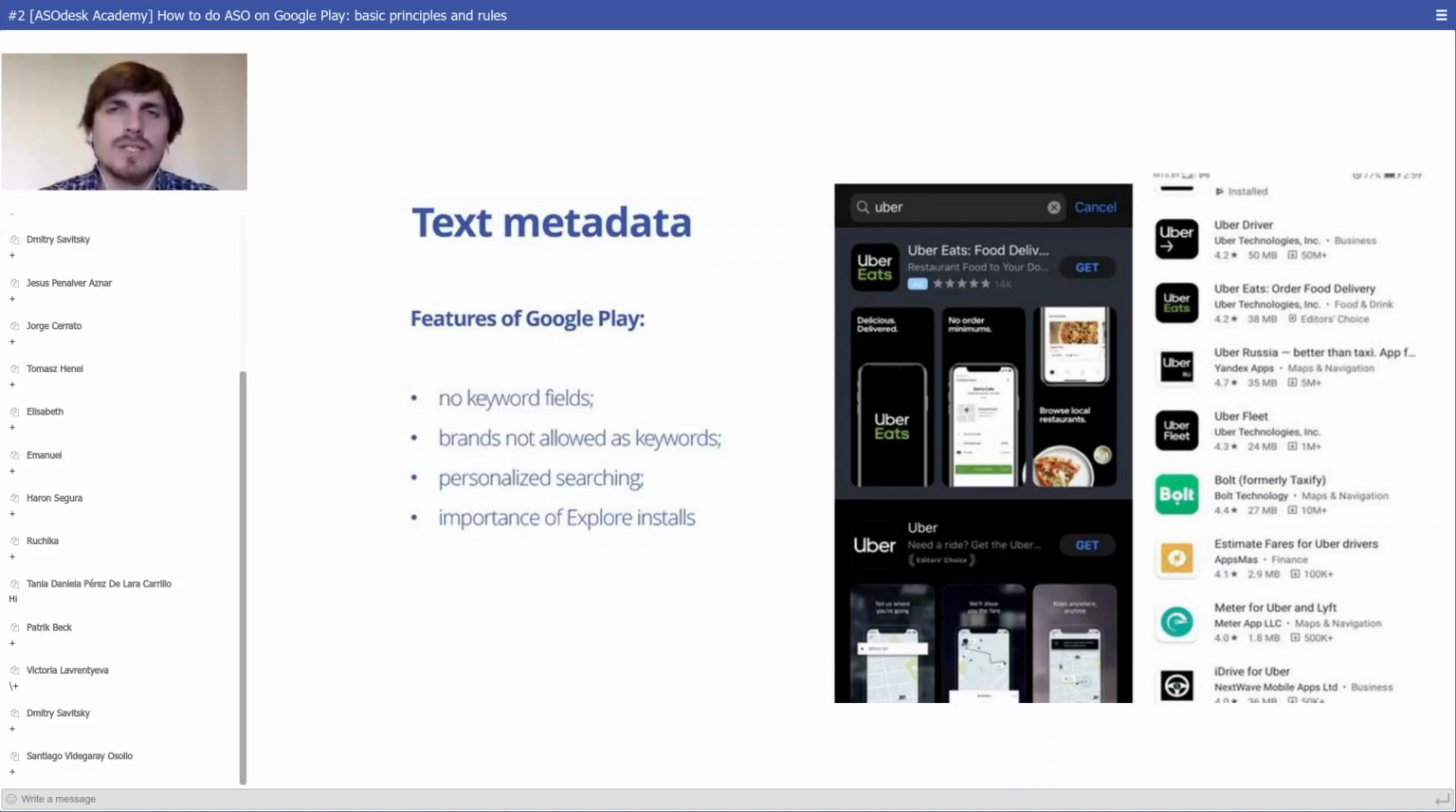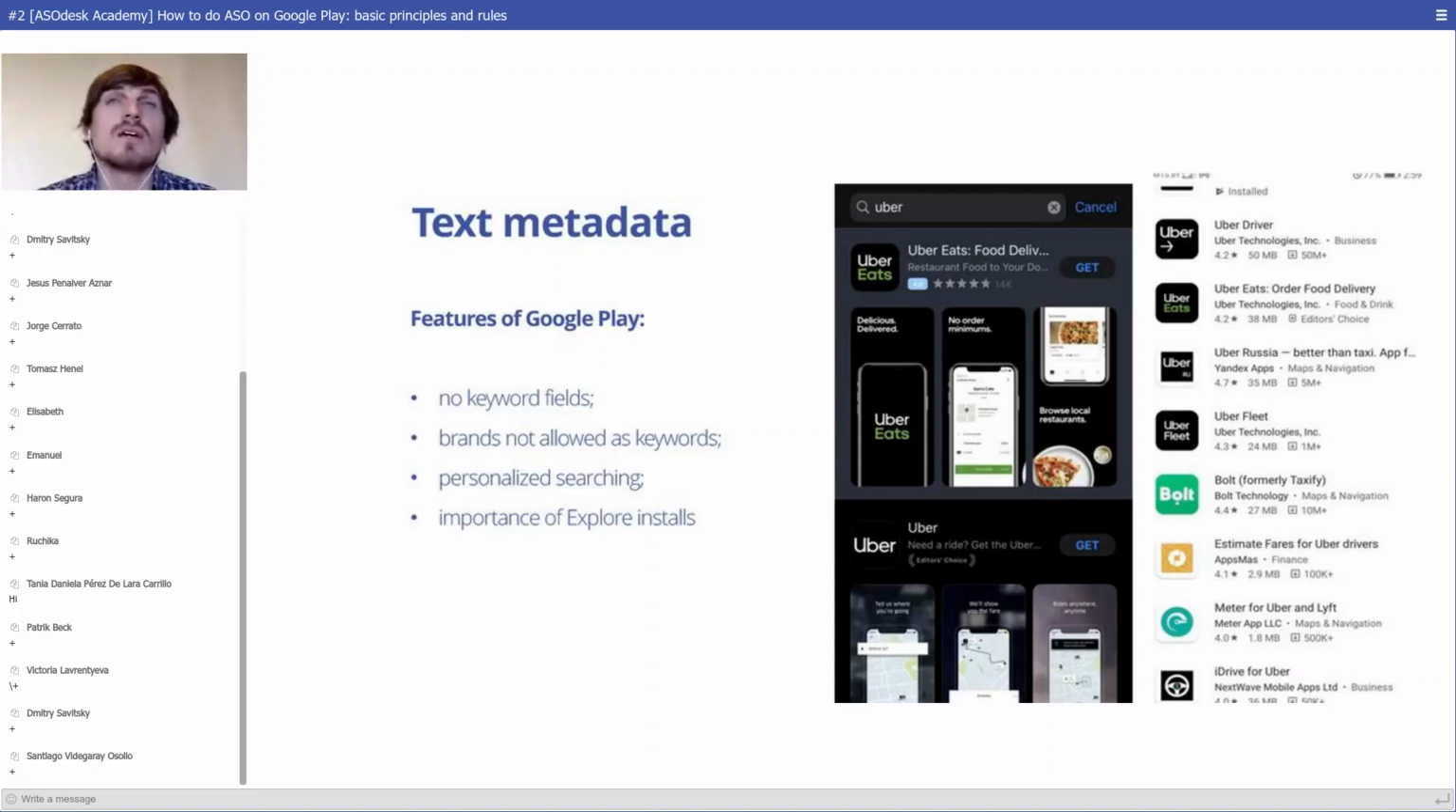Google Play is analyzing all our activity on Google Play. So when we are looking for something, Google Play constructs search results based on this history. So basically, each search result on Google Play is personalized.